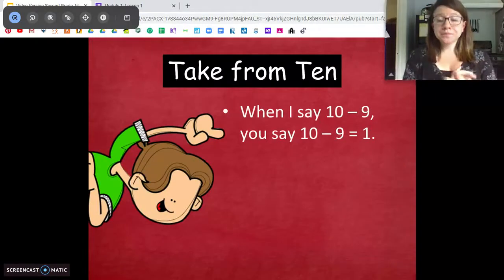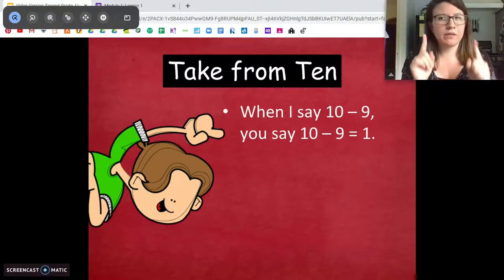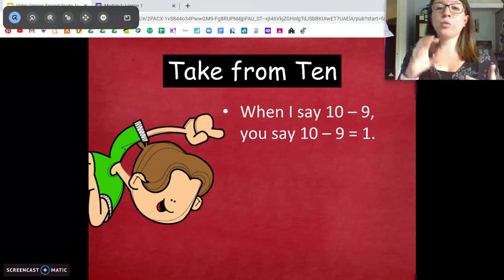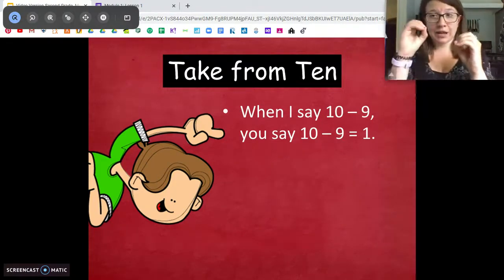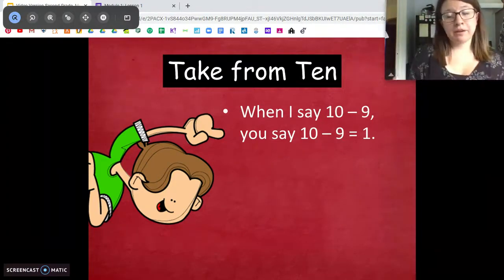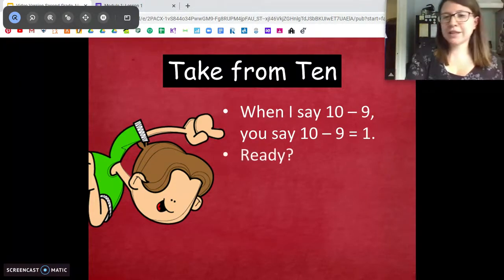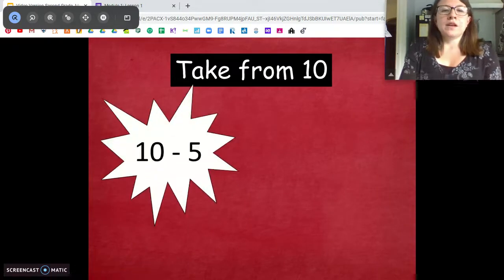Very good. Okay. For this one, this is going to be important for our lesson today. I'm going to give you a subtraction fact where you're starting with a 10 and you're taking a number away from 10. So for example, if I say 10 minus 9, you're going to tell me 1. You're just going to tell me the answer. Here we go. 10 minus 5.